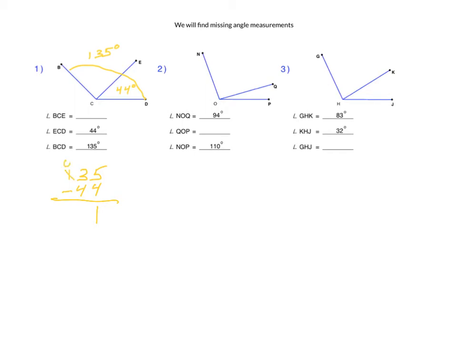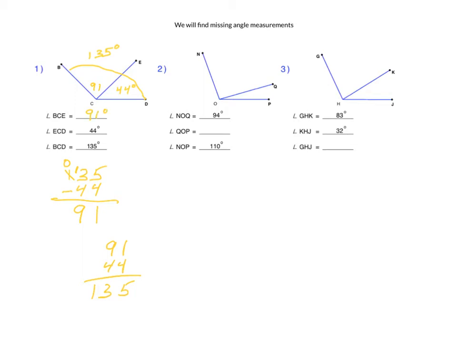The 1 becomes a 0. We move that 100 over to the 10, so it's 10 tens. So now we have 13 tens. 13 minus 4 is 9. 0 minus 0 is 0. So we know that this has to be 91 degrees. And we could check it because 91 plus 44 equals 135. So the answer for number 1 is 91 degrees.